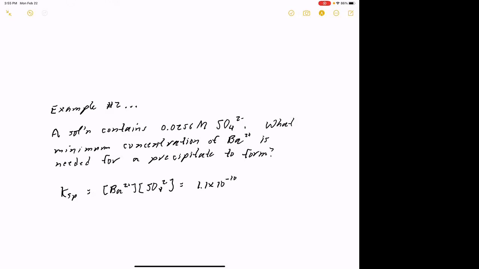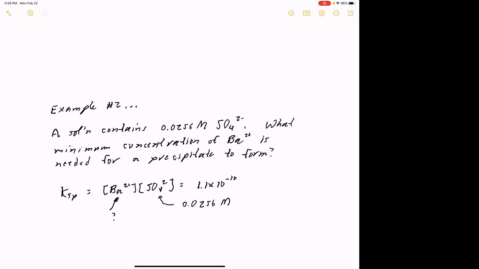So this represents an algebraic expression, right? Because I know what the sulfate ion concentration already in the solution is. That's given to me, so I'm just going to write that in: 0.0256. So the question now is, how much barium ion do I need to introduce to the solution to get the precipitate to form, or more specifically, hit the point of saturation?